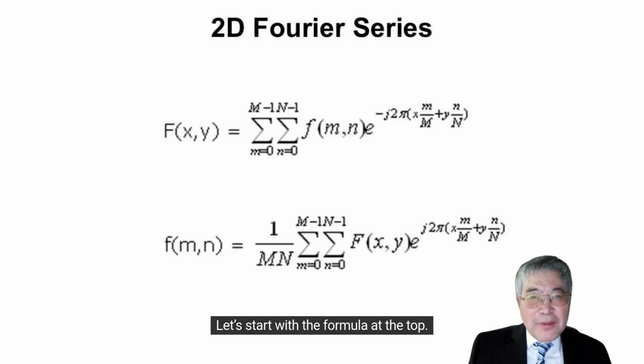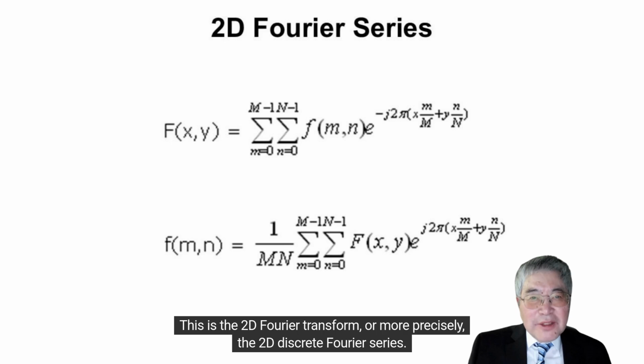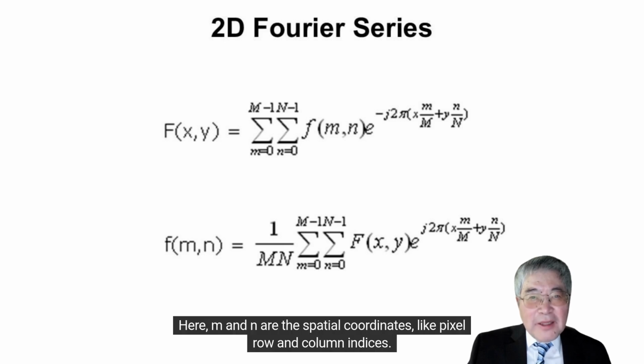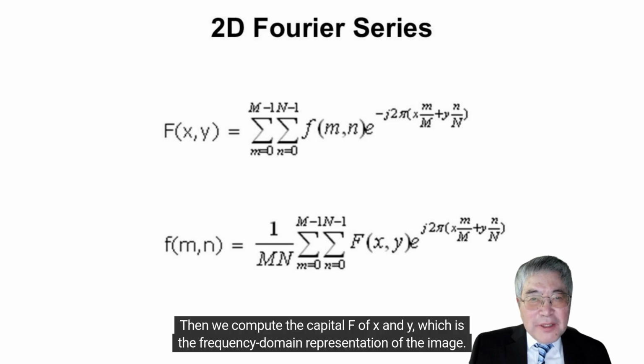Let's start with the formula at the top. This is the 2D Fourier transform, or more precisely, the 2D discrete Fourier series. It converts a spatial domain function into a frequency domain representation. We begin with a function f of m and n. Here, m and n are the spatial coordinates, like pixel row and column indices. Then we compute the capital F of x and y, which is the frequency domain representation of the image.